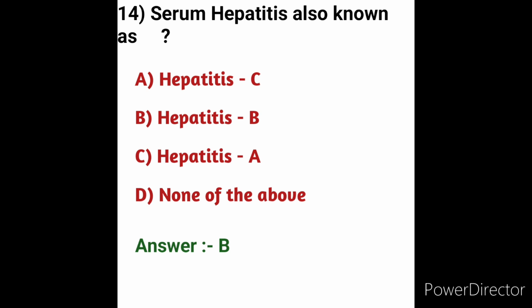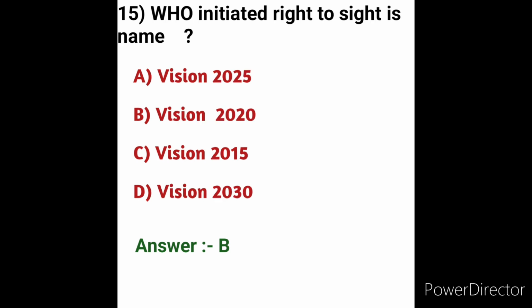It can lead to cirrhosis of the liver. Hepatitis B spreads through blood transfusion and sexual contact. Cirrhosis of the liver or liver cancer can cause severe illness and even death through serum hepatitis. So here serum hepatitis is also called hepatitis B. Hepatitis B is the most common cause of hepatocellular carcinoma. So here option B is the correct answer. Next we move on to question number 15.